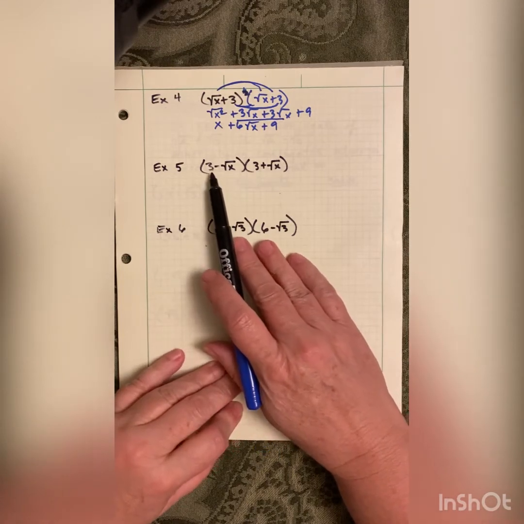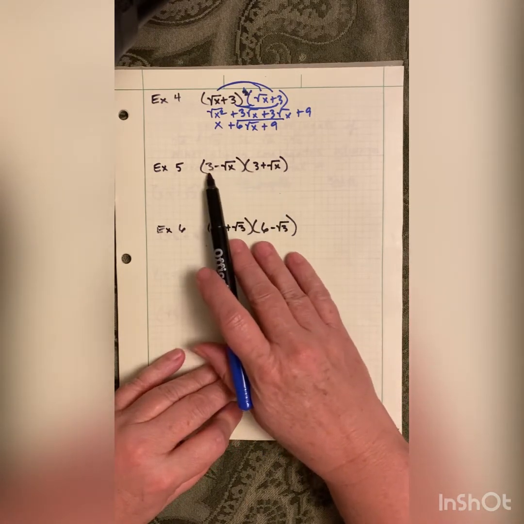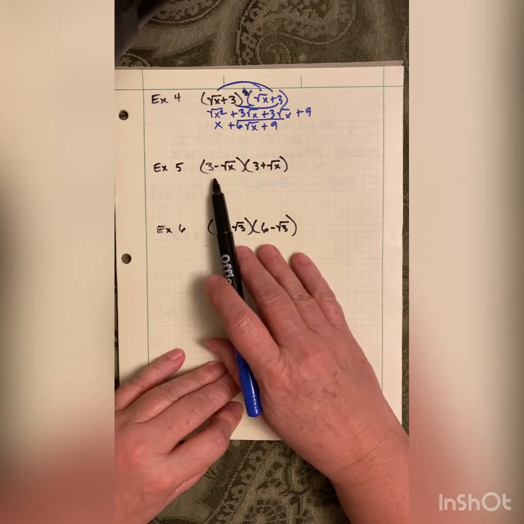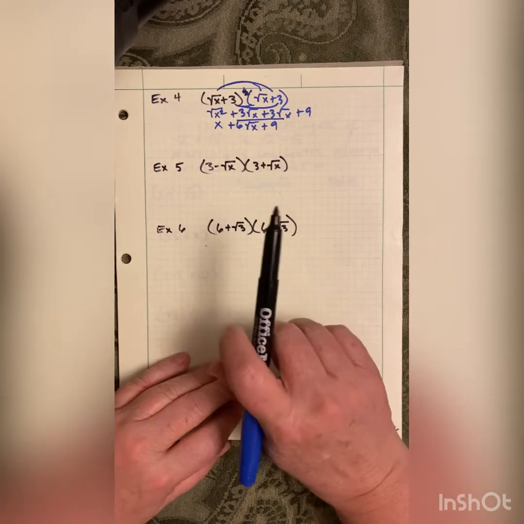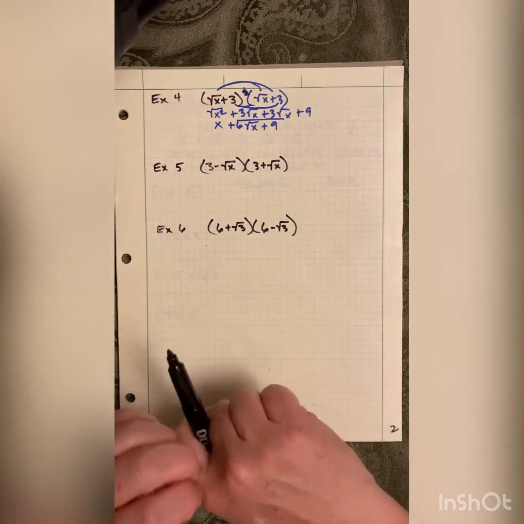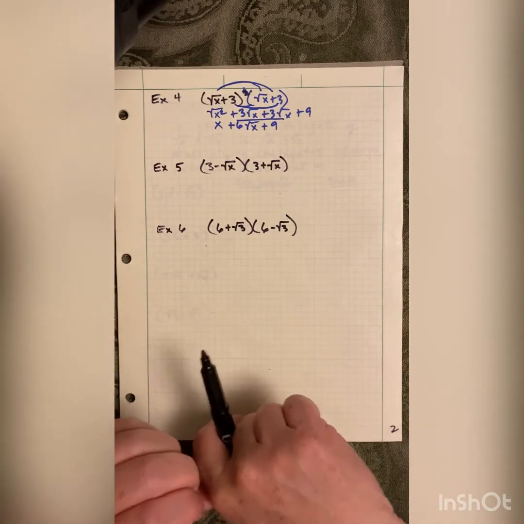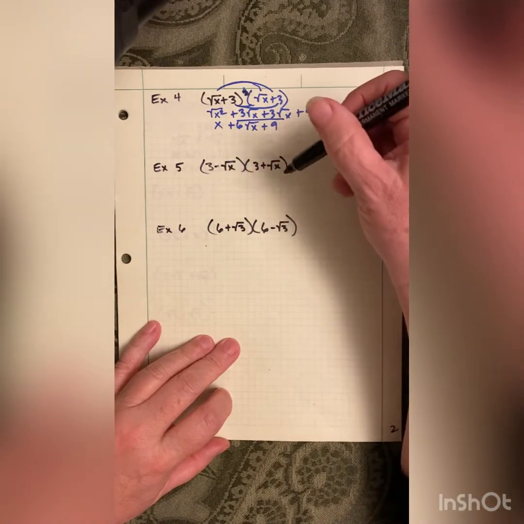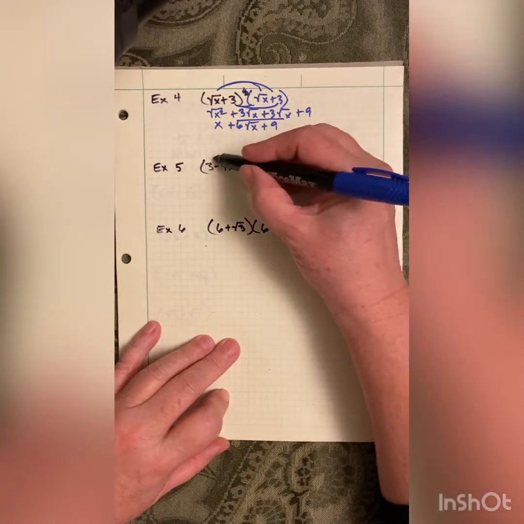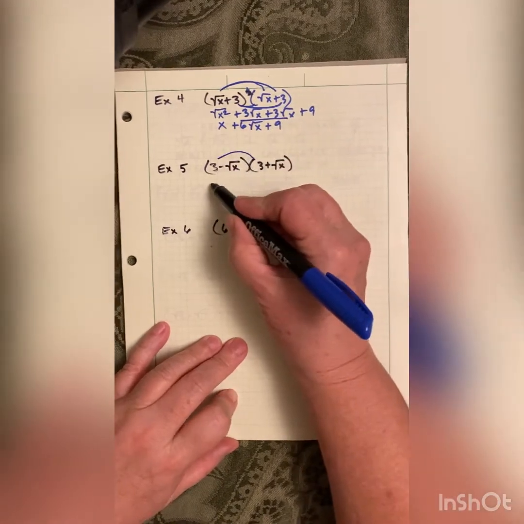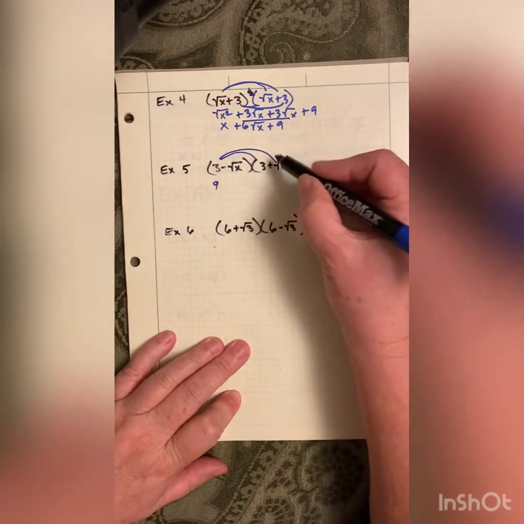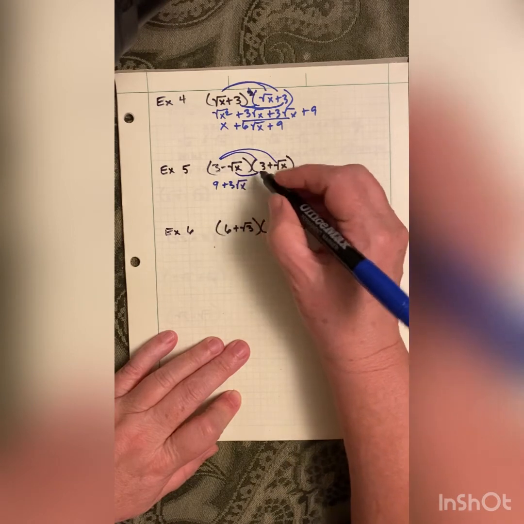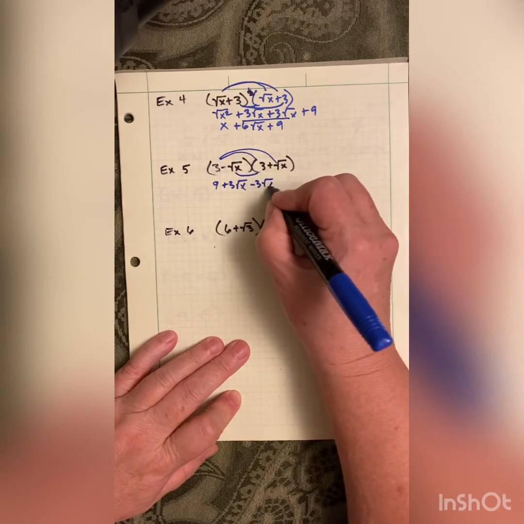First thing I notice when I'm looking at this is I have exactly the same thing but opposite signs. And remember, when we have that, we will lose our middle term. So I'm actually going to do this one twice so you can see how that works. So first way, I'm going to do it the longest way possible. I'm going to FOIL it out, okay? So that'll give me a 9. That gives me a positive 3 square root of x. This gives me a negative 3 square root of x.